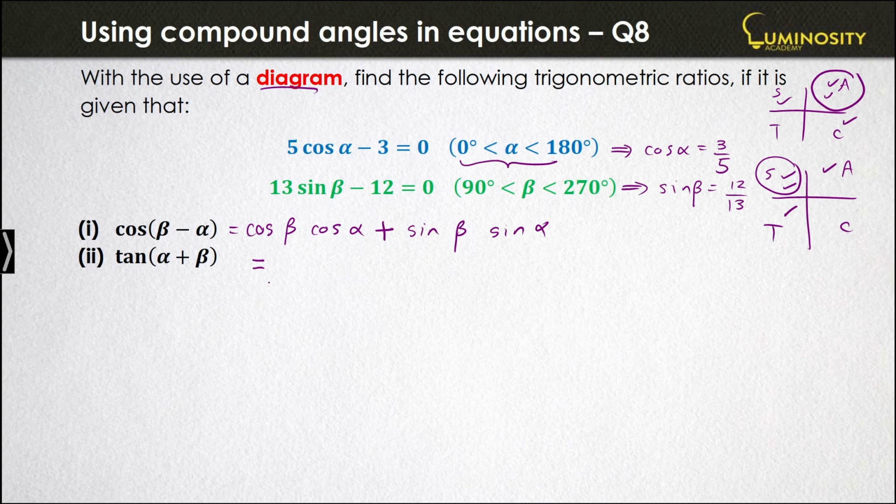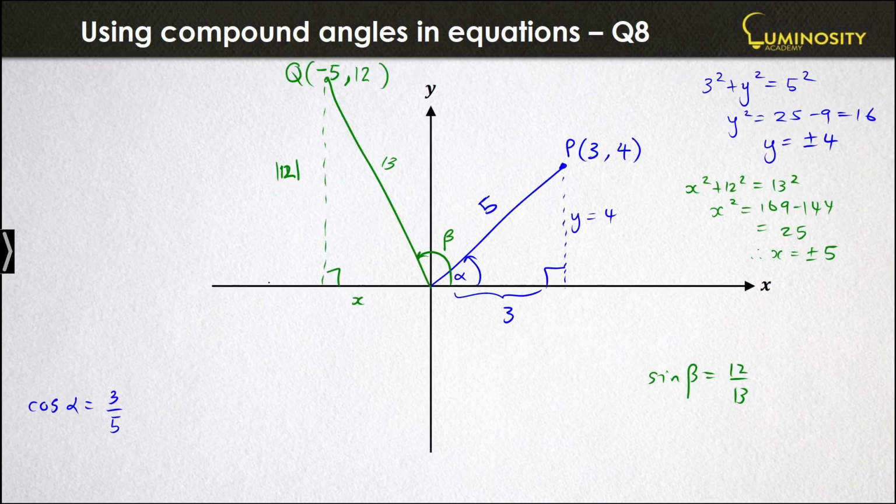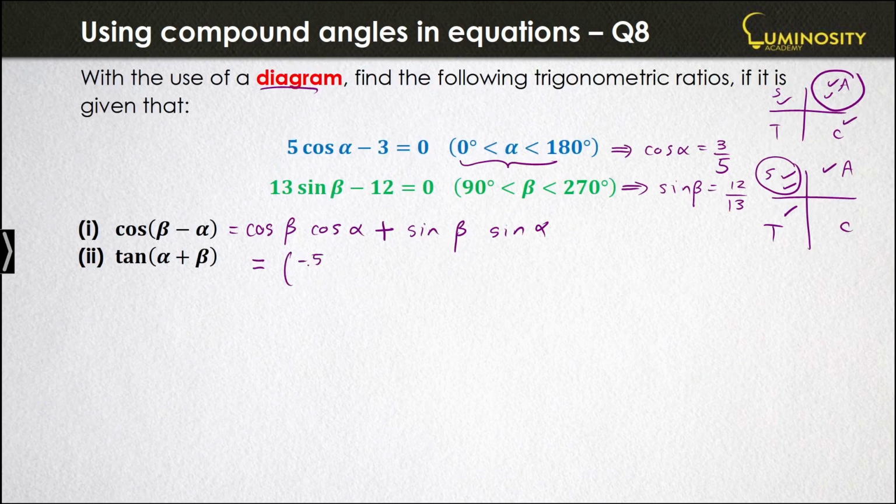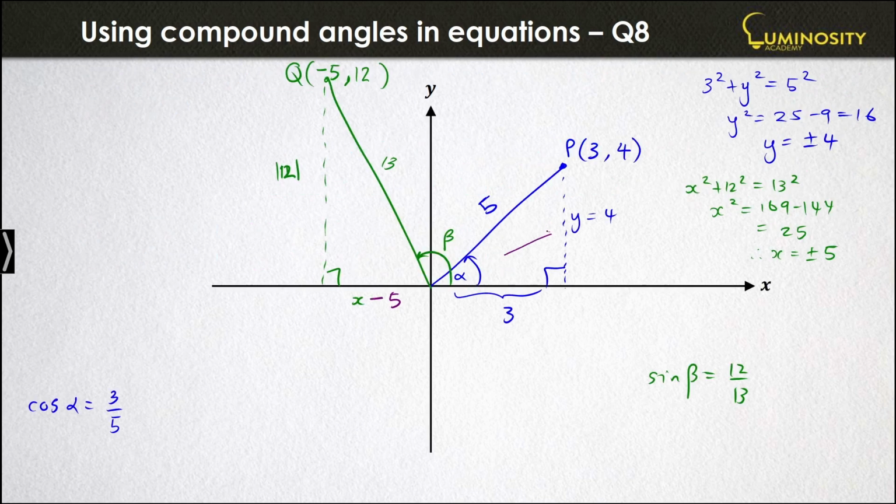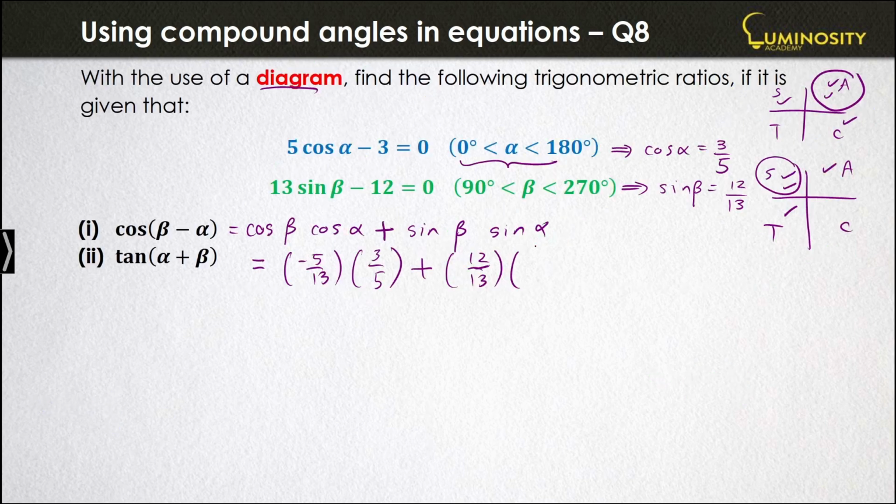Well, cos of beta, let's go back to the diagram. Cos of beta, that's adjacent, which is negative 5, over hypotenuse, which is 13, times cos of alpha, which is 3 over 5 we were given, plus sine of beta, which was 12 over 13, and then sine of alpha, that's going to be opposite over hypotenuse, which is 4 over 5.